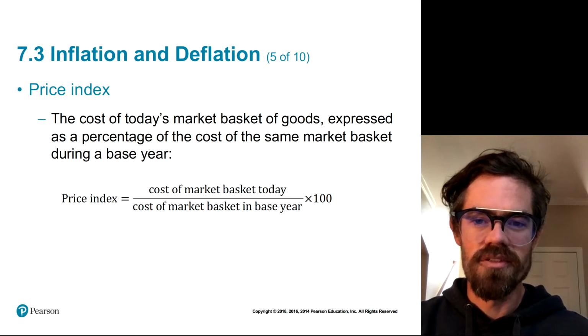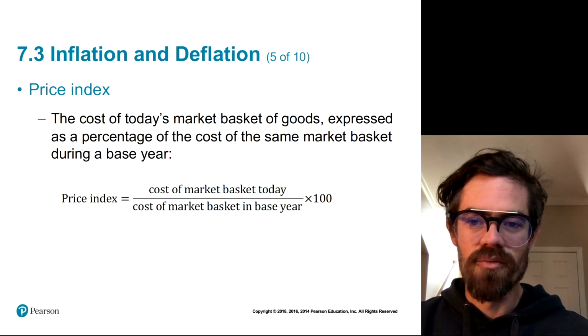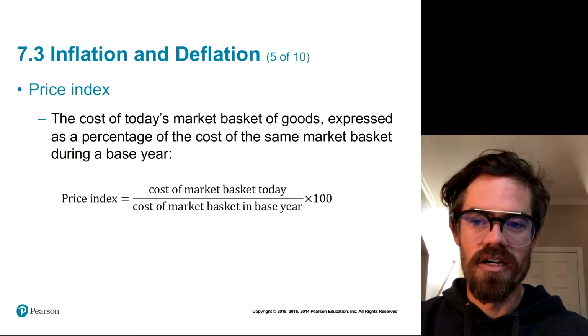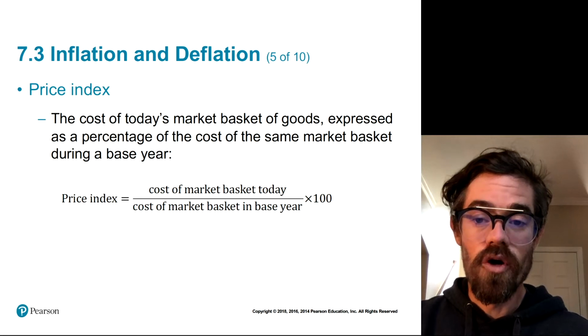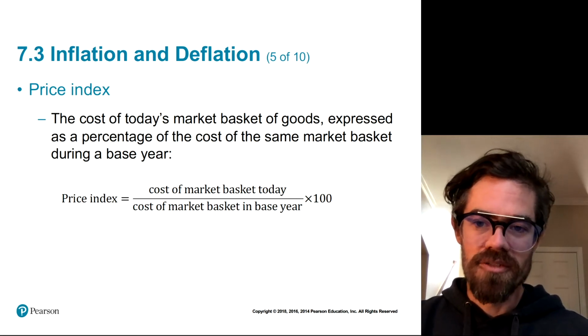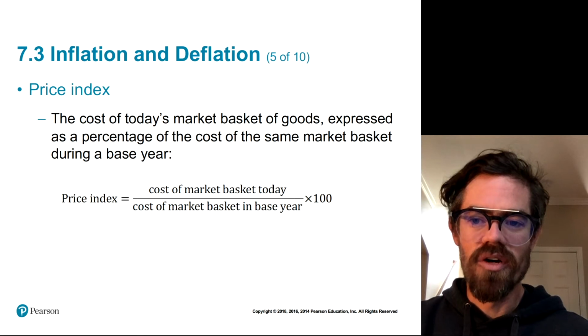Okay, so for example, the formula is basically the cost of today's market basket divided by the cost of that same basket of goods and services in the base year, the year of comparison, and then we multiply that by 100. So if goods are twice as expensive today as they were in the base year, this ratio, this division, this quotient would be 2, and then we'd multiply it by 100 to get a price index of 200.